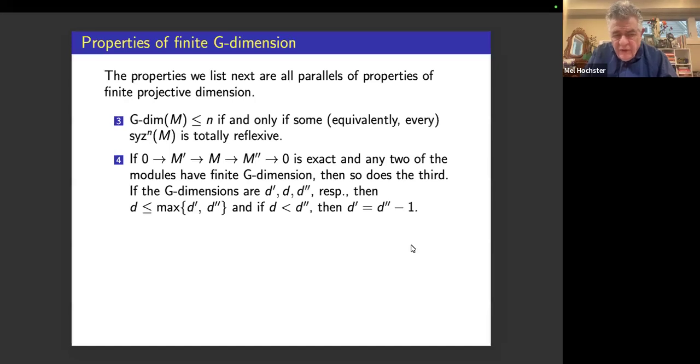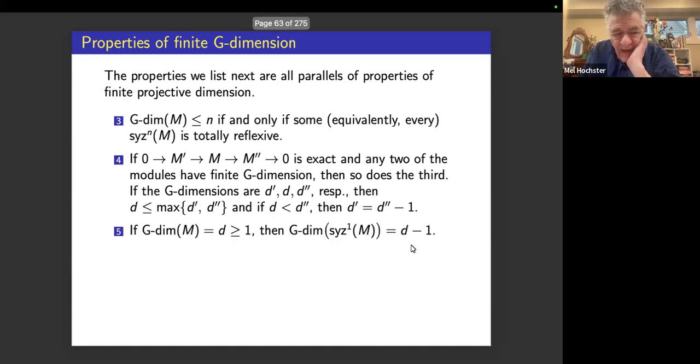in particular, when the G dimension of M is bigger than that of M double prime, the kernel has G dimension exactly one less. Did I say projective dimension? Anyway, I should have been saying G dimension throughout. And that means when the G dimension of M is at least 1, if you take a module of syzygies, it drops exactly 1.